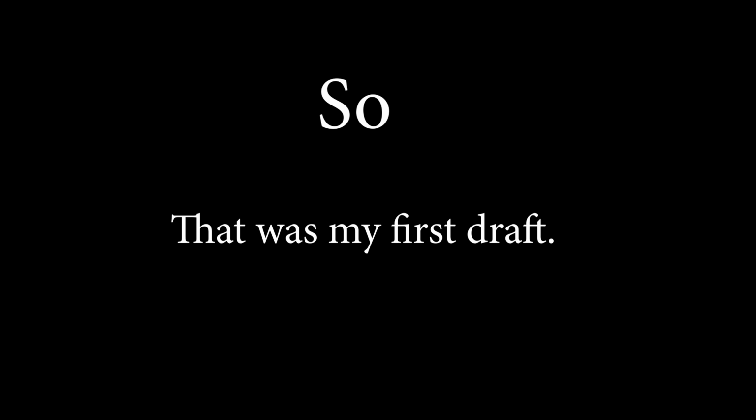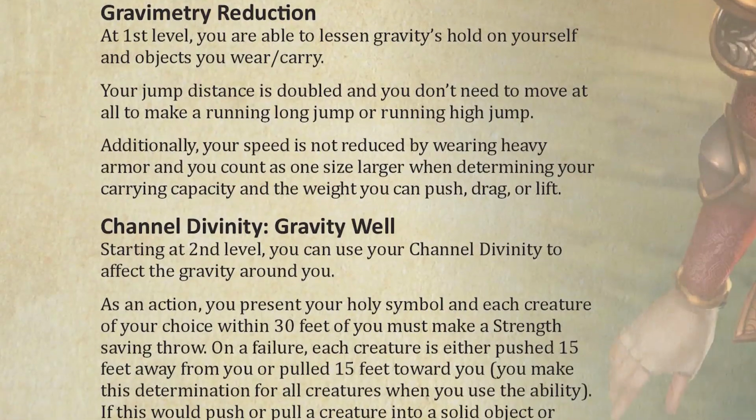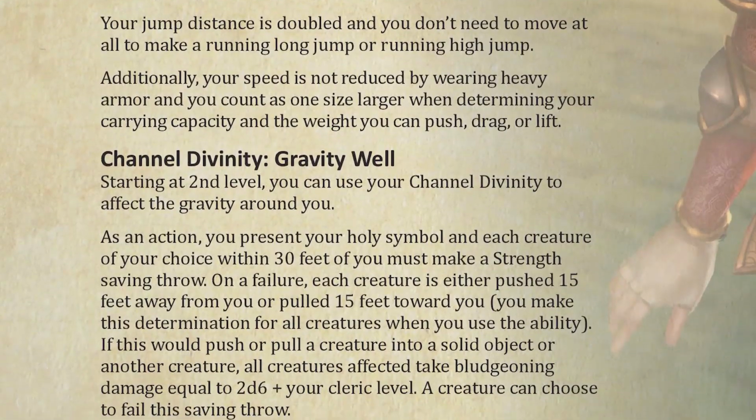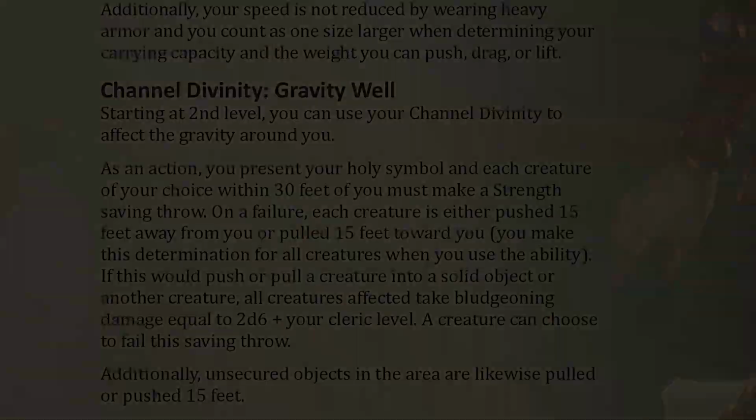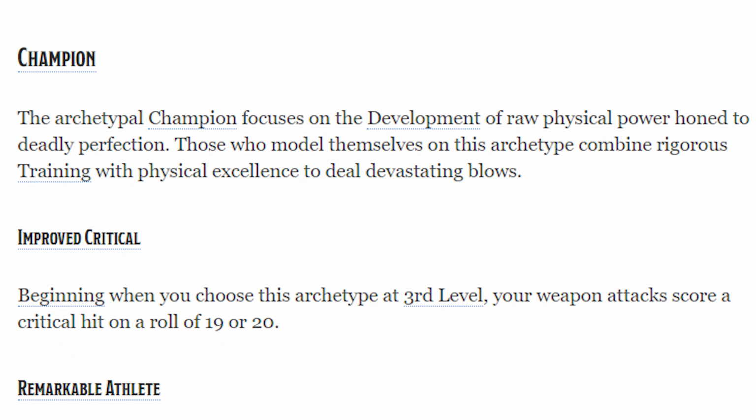Before we move on, let's talk about language. A huge part of the challenge with writing content for D&D is capturing the correct language. My philosophy with writing anything for 5e is to capture the exact intent of the feature with as few words as possible. As an example, let's look at the simplest archetype in the game, the Champion Fighter. Its first feature, Improved Critical, reads as follows. Beginning when you choose this archetype at 3rd level, your weapon attacks score a critical hit on a roll of 19 or 20. This is great wording.